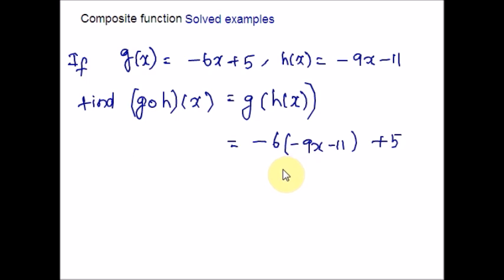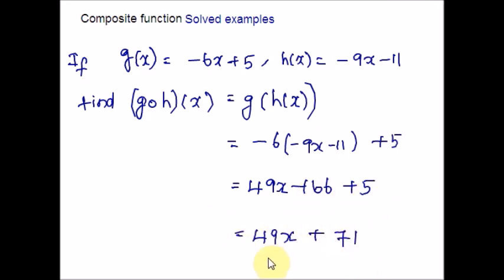Now let us distribute. This is negative 6x. So g of x is negative 6 times negative 9x. Negative times negative is positive. Same way, negative times negative is positive. So by multiplying, we'll get positive 66. Finally, we have to combine all the like terms. Here we have x terms and constants. There is only one x term, so we cannot combine it with any other term. So let it be as such, and then we are going to combine the constants. 66 plus 5. That's it for this example.